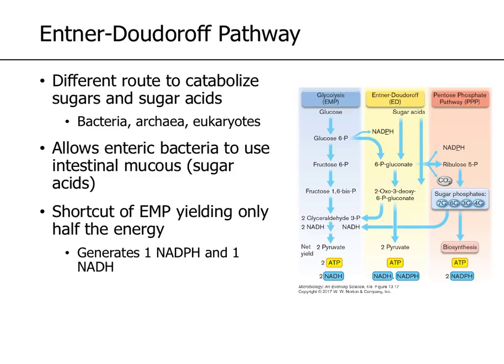Your intestines, the mucus from your intestines, create what are called sugar acids. And so this pathway is what allows those bacteria to, instead of just getting glucose, get them in the form of these sugar acids, and this is how those bacteria can take advantage of that and generate energy. This pathway is also thought to have evolved earlier because it has fewer steps and generates less ATP, but it's also found in a wider range of prokaryotes. Like I said, this shortcuts the EMP pathway, yielding only half the energy.